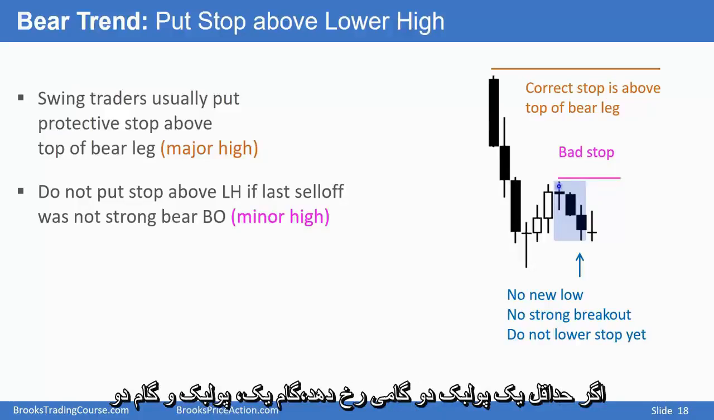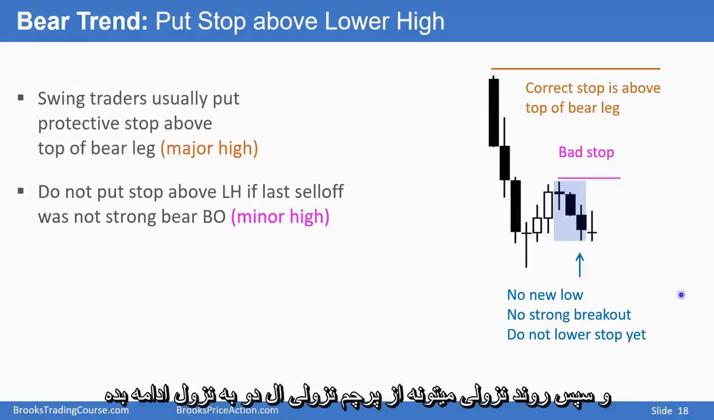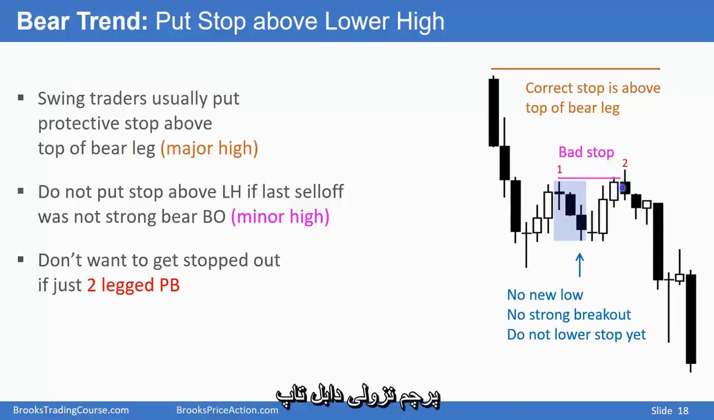And like I said, you could easily get a two-legged pullback. One, pullback, and then two, going above that minor lower high, and then the bear trend could resume down from the low 2 bear flag. And that's what happened. One, pullback, 2, we have a two-legged bear flag, a low 2 short, double top bear flag, decent sell signal bar.